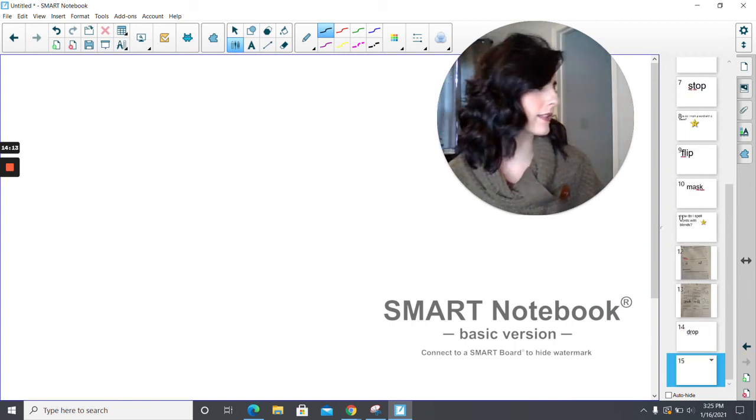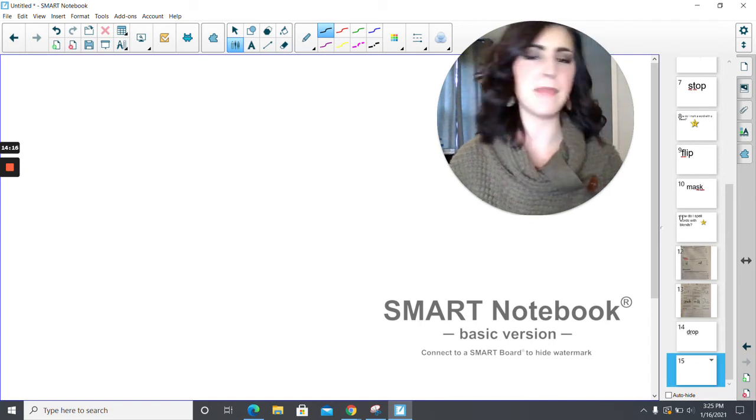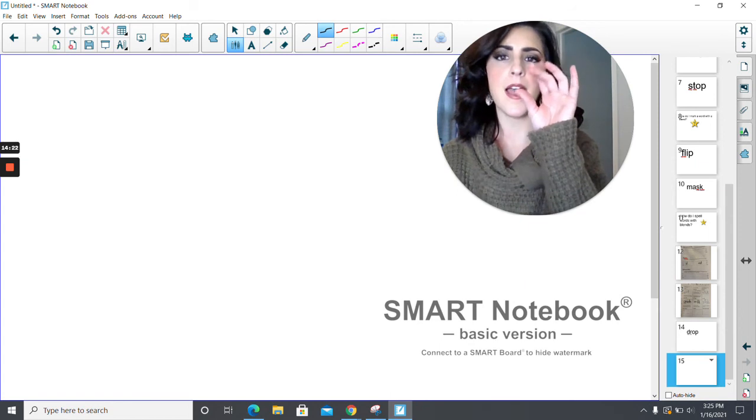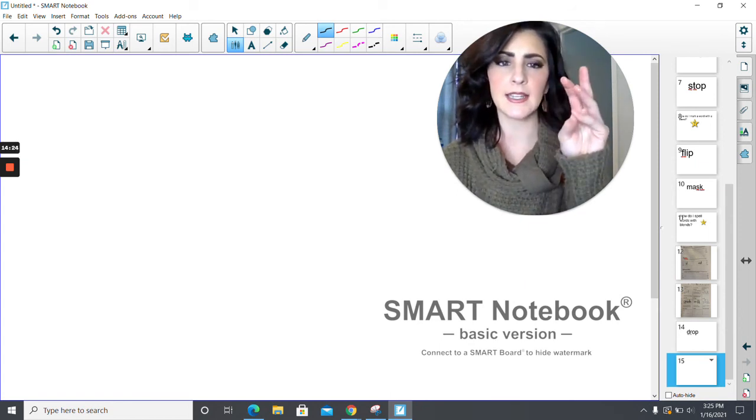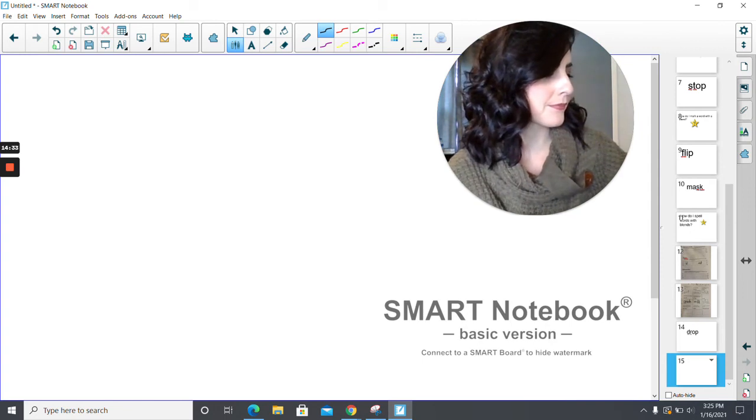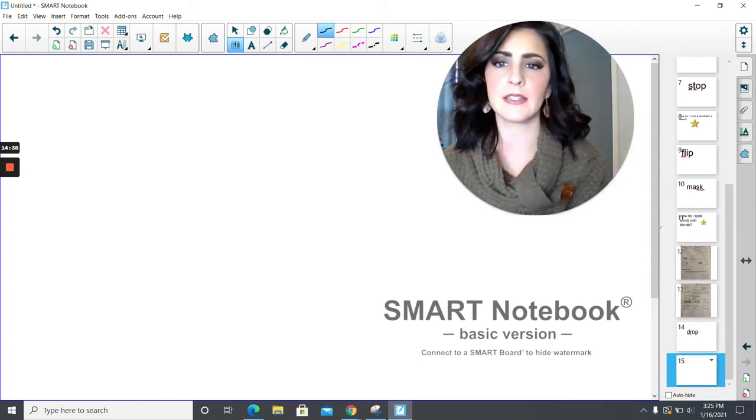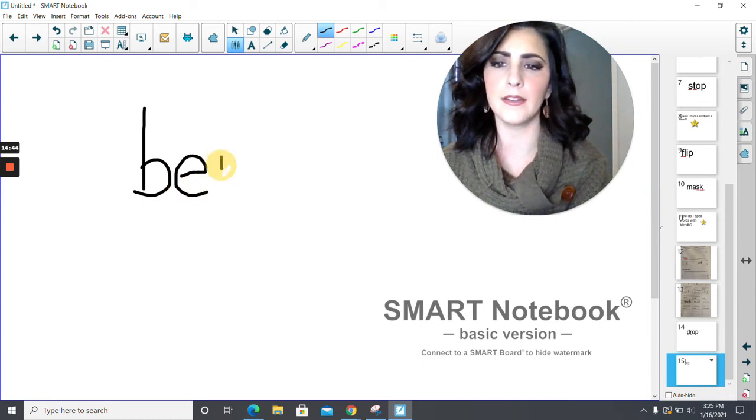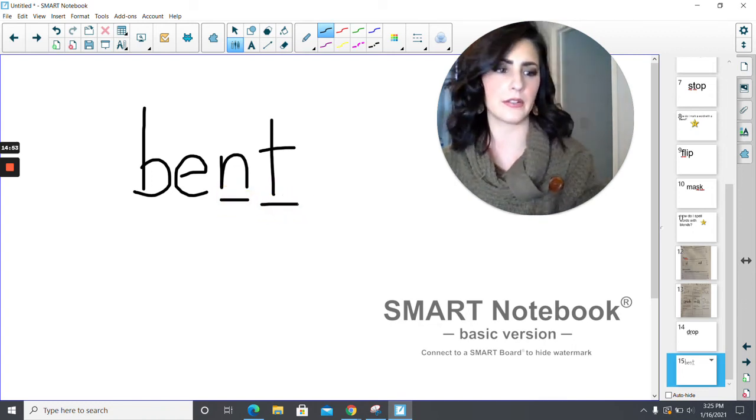Okay, next word I would like us to build is the word bent. Bent. So B-E-N-T. Go ahead and try and write that down. Bent. So we have B is B. B-E-N-T. And here, this is a blend at the end of the word, okay? Bent.